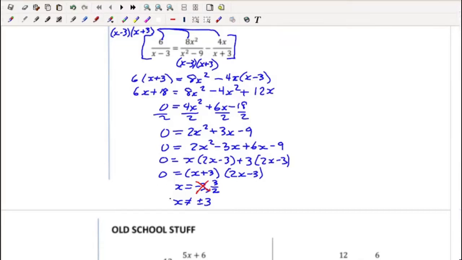But because of our denominator at the beginning, x should not equal plus or minus 3. So negative 3 is an extraneous solution. Get rid of it. We don't want it. If you tried to plug it into your calculator as a solution, it would give you an error. And 3 over 2 should check out just fine as a solution.